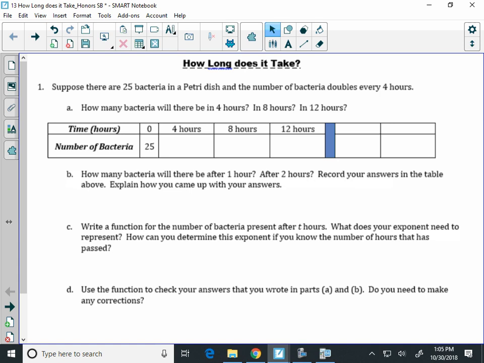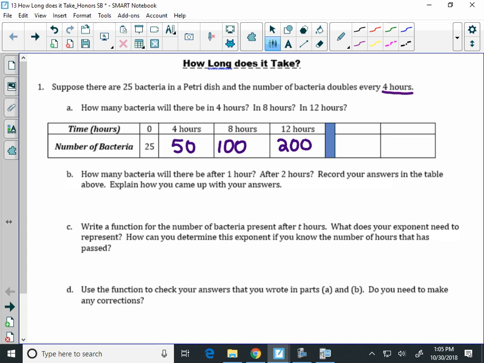You have 25 bacteria in a petri dish, and the number of bacteria doubles every 4 hours. Okay? So you double every 4 hours. So let's fill in the first 3 parts of this table, and then we'll figure out how to use those blank spots. So if you start with 25 bacteria, after 4 hours, how many bacteria should there be? 50. All right. And then after 8 hours, there would be 100, and then 200.